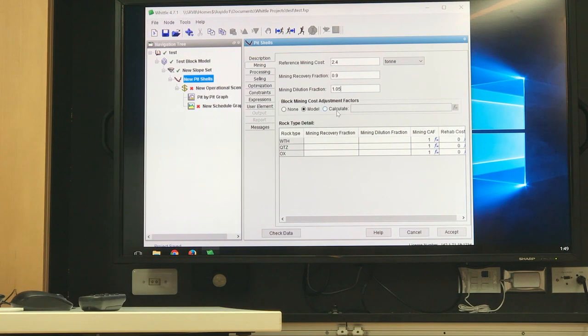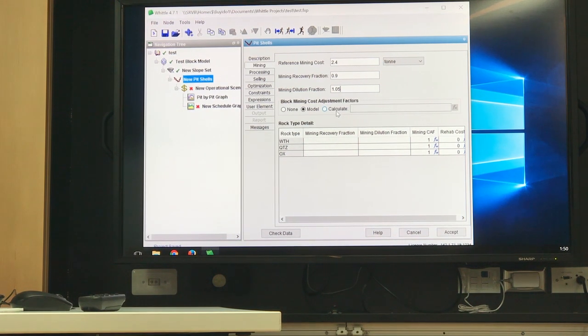Now, as you can see here, we have something called the block mining cost adjustment factor. We know that the mining cost is not going to be constant for all the blocks in your block model. Why? As you go deeper in an open pit mine, the hauling cost specifically, and also the loading cost, is going to increase. For example, if you want to displace the shovel from one place to another, it's going to take more time, so the cost is going to be much higher than when the shovel is working on the surface. The same thing for the hauling, right? The hauling cost of material as you go down is going to increase.